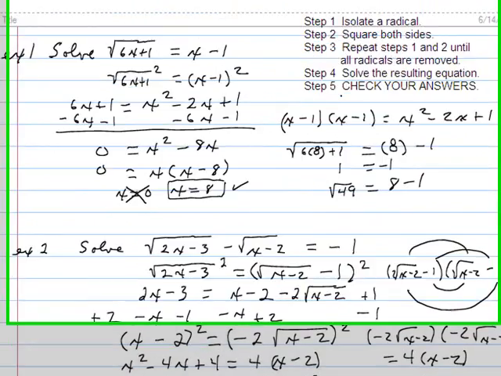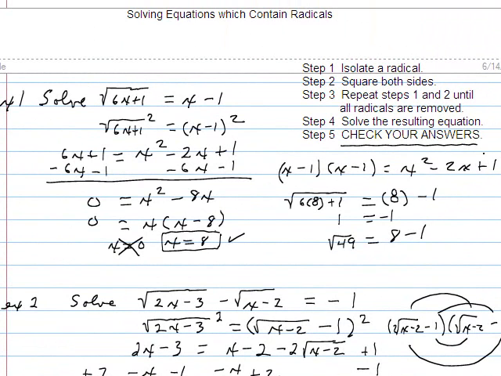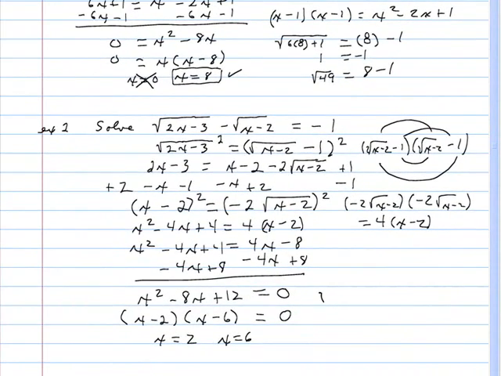That's the big step 5. Notice the capital letters there. Check your answers. You're never positive about these things until you actually check the answer. So take the x equals 2, put it into the first radical. And let's see what happens.